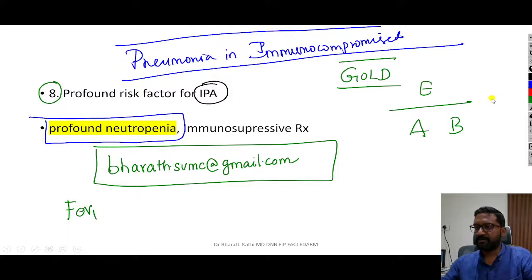Any other question on pneumonia, pleural effusion, pneumothorax? Anything on pneumothorax? Okay, if the question is based on mild, moderate, severe, it is very simple. You know all the cutoff values.